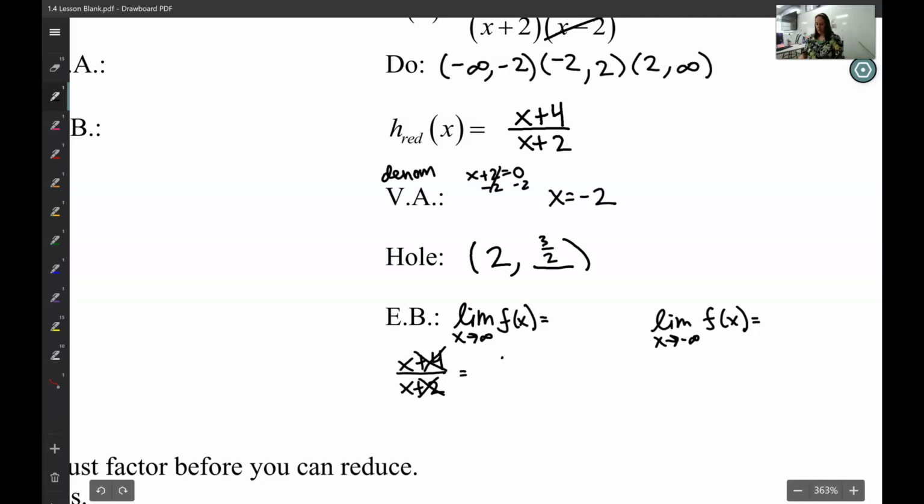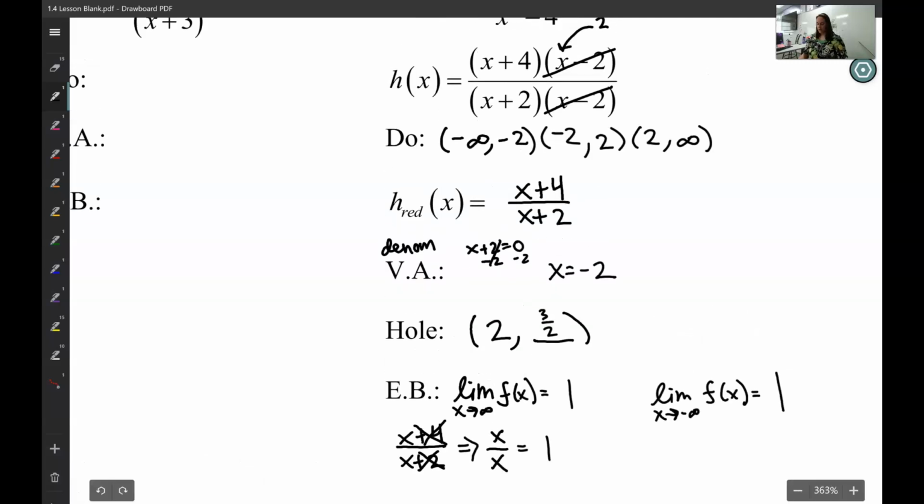So now I'm left with x over x, and I'm actually going to use an arrow because those aren't equal. It's just one is leading to the other, which would then equal 1. So this tells me my end behavior as I go out to infinity is going to be 1. And in fact, as I go to -infinity, it's going to be the same thing. Because then I would have a -infinity over a -infinity, which is going to simplify to 1.